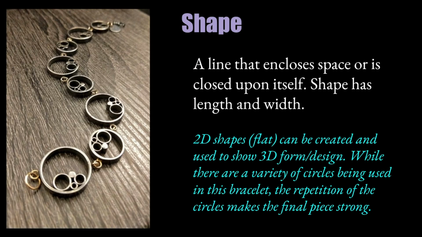Next we have shape. Shape is a line that is closed upon itself. It has length and width. Flat 2D shapes can be used to create larger objects, such as these circles that were used in a repeated pattern, making this bracelet really strong.